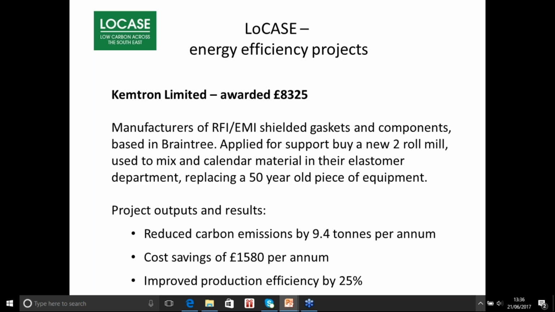The first one is an organisation called Chemtron, and they were awarded just over £8,000. We helped them to buy a new machine for their elastomer plant, a department in their business. That piece of equipment has helped them to reduce their carbon emissions by over 9 tonnes. It's saving the business just over £1,500 a year, and it's also improved their production efficiency by 25%. So the benefit is that they can make more products, sell more products and make more money.